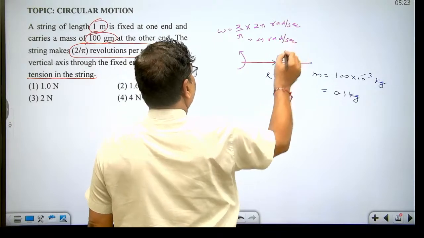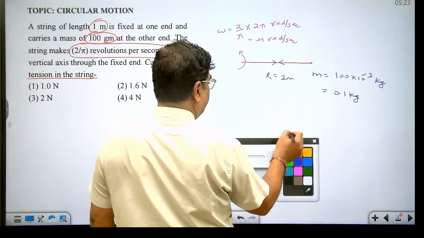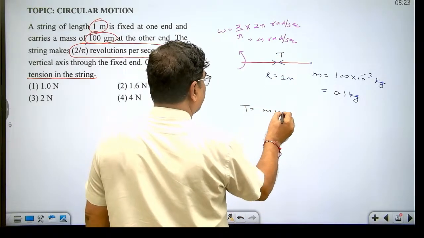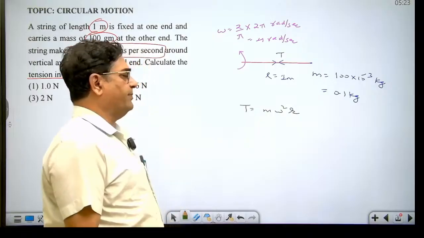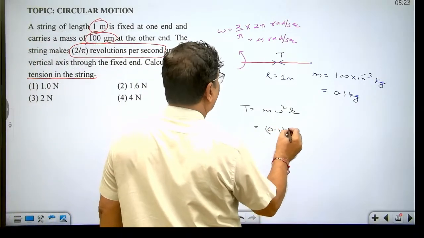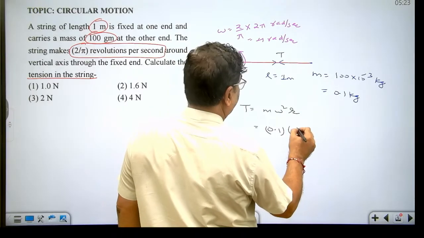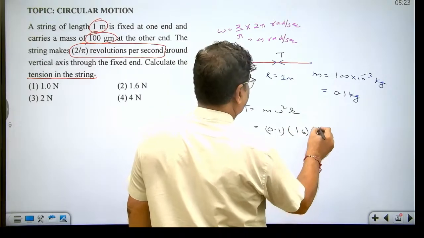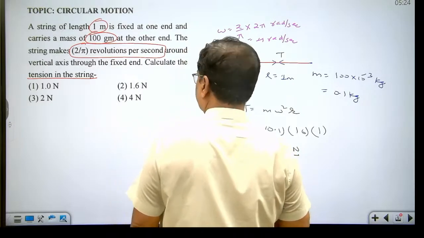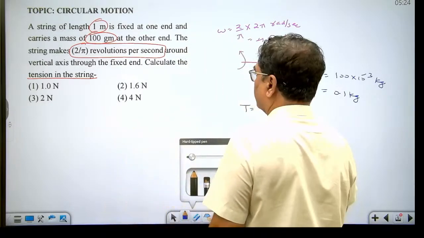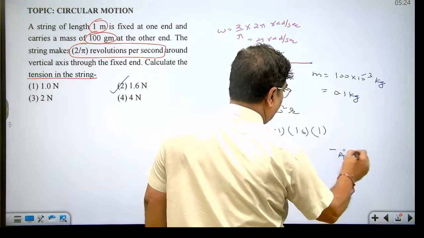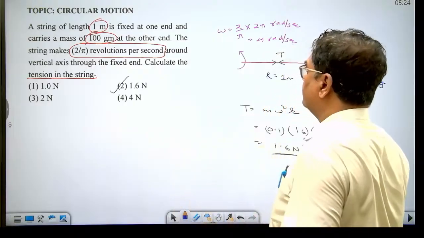So how much will be the tension? The tension in the string will be given as m omega square r, that is equal to centripetal force. Okay, so what is the value? M is 0.1, omega square means 4 square, that is 16, and what is the radius? That is 1 meter. So the answer will be 1.6 Newton. So out of 4 choices, the correct choice is option 2.